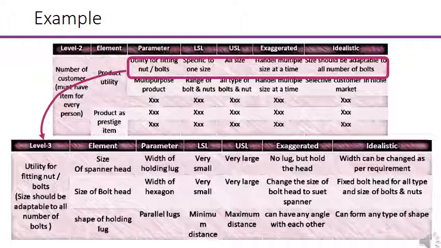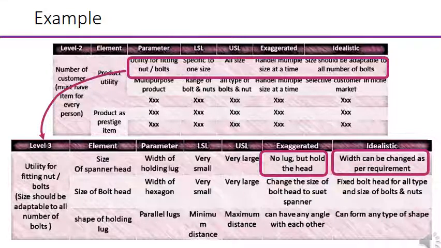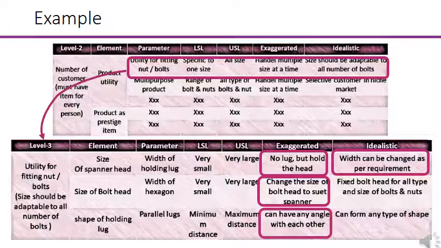Again, the EPV done for level 3 resulted in 3 parameters. The final parameters which can provide something unusual ideas are: first, no lug but hold the head of the nut or bolt. This is a unique one. Second is, width can be changed. This solution is already available in the market. Fourth idea can be changing the size of the headset to suit the spanner size. And fifth is, can form any type of shape.